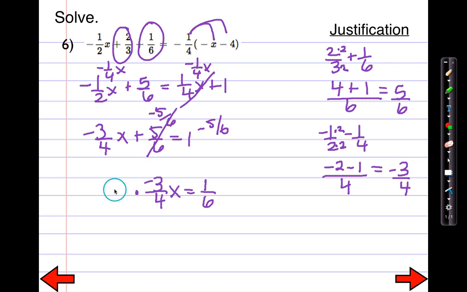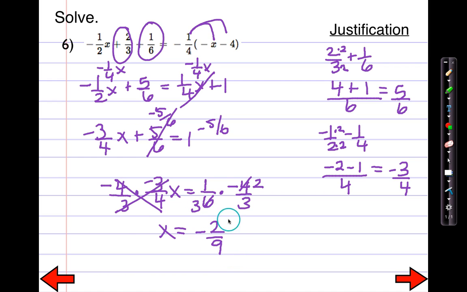Please remember the coefficient doesn't change its sign, so it's still negative. So notice the 3's cancel out, the 4's cancel out, and a negative times a negative is a positive. Multiply this by negative 4/3 as well. We're going to cross reduce. This is 2, this becomes 3. So my answer is going to be negative 2/9.